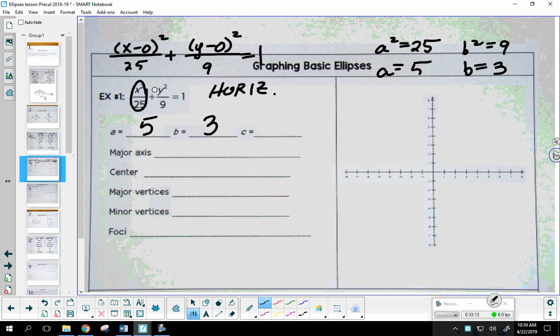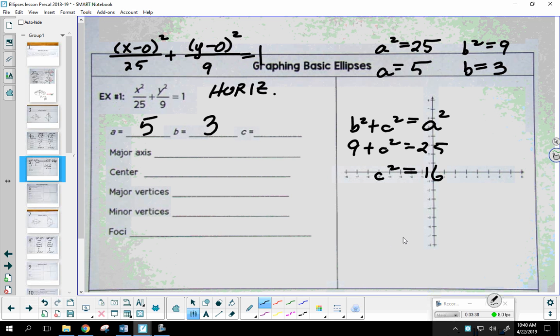All right, let's go ahead and find C. Remember, the relationship was that B squared plus C squared equals A squared, right? So I'm going to use the formula first, and then I'm going to show you the shortcut, which a lot of people are probably already noticing. The denominators are A squared and B squared, so we just plug them in. So 9 plus C squared equals 25. So C squared equals 16, so ultimately C will equal 4.